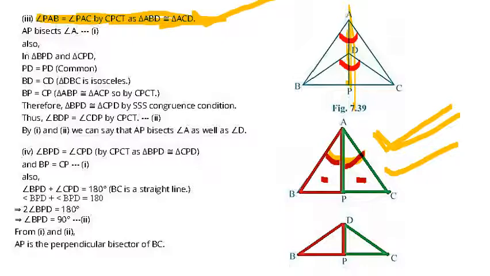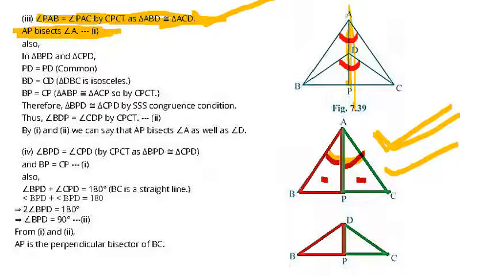Now, if it is getting divided into two equal halves, what can I say? I can say AP bisects angle A. That is, AP divides angle A into two equal halves. Now, the other portion of it, which is we have to show that it also bisects angle D. Angle D is getting divided into two equal halves.